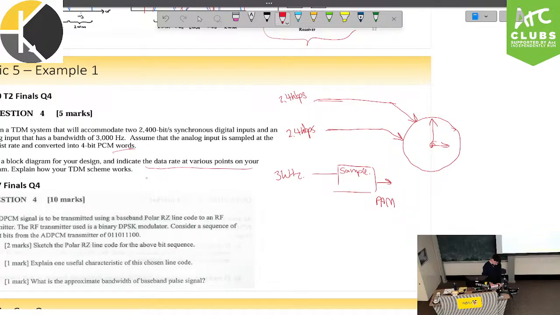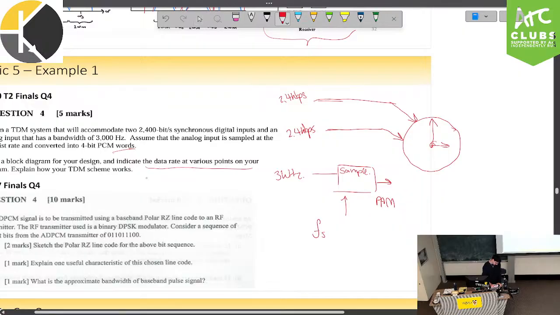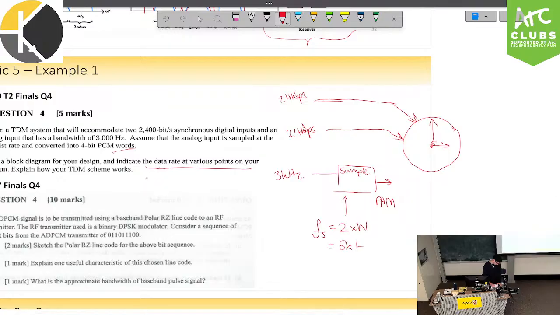So what is the frequency that we need to sample at? 6 kilohertz, yeah. We need to sample at twice the bandwidth of our input signal, so we need to sample at 6 kilohertz.